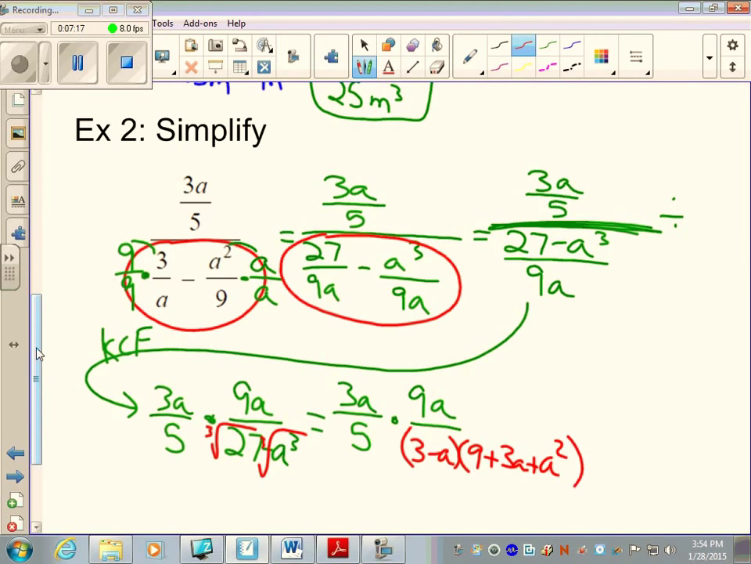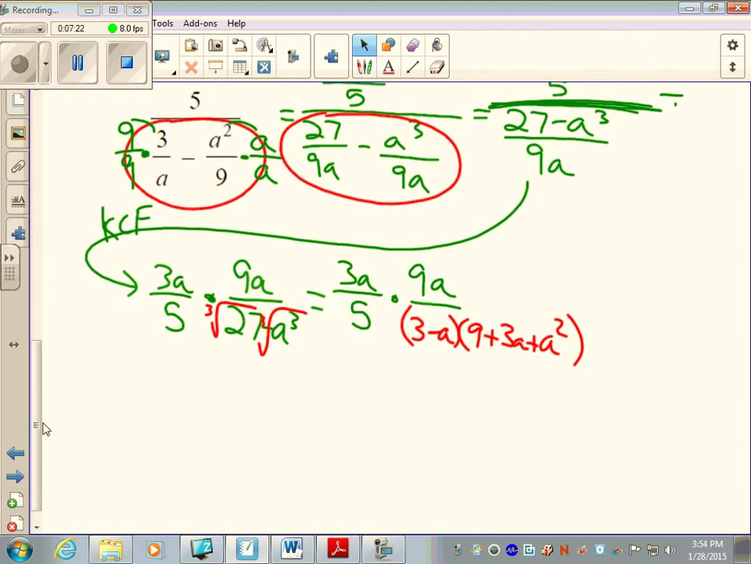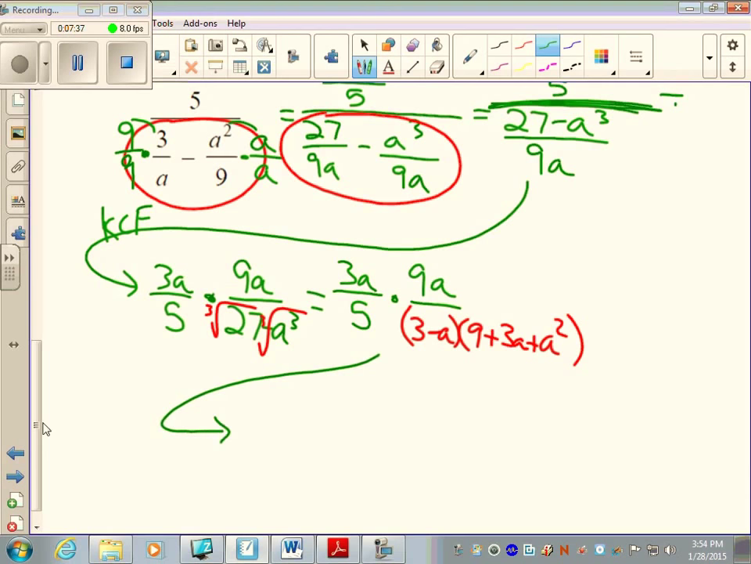Now you're going to see I factored everything, and now I look to see if there's anything in my numerator and denominator that is the same that I can simplify. And unfortunately, again, I don't see anything. So for the final answer, I would just multiply out the numerator. 3a times 9a, 27a squared over 5. I don't multiply out the denominators. I never see a need for it. And that will be it.